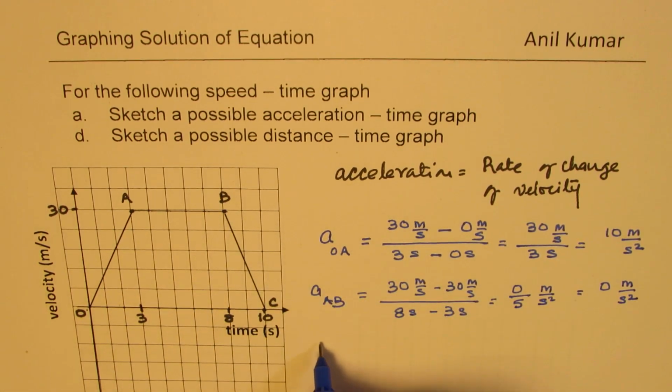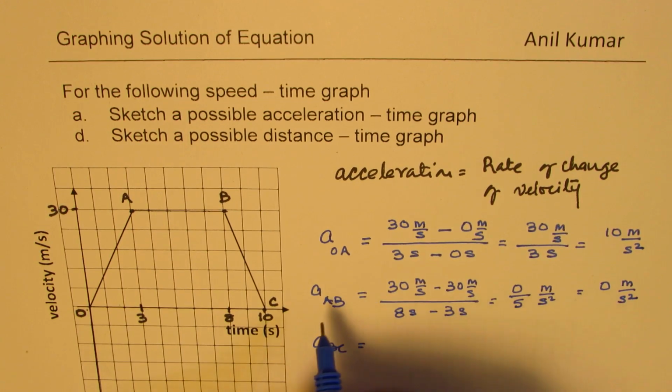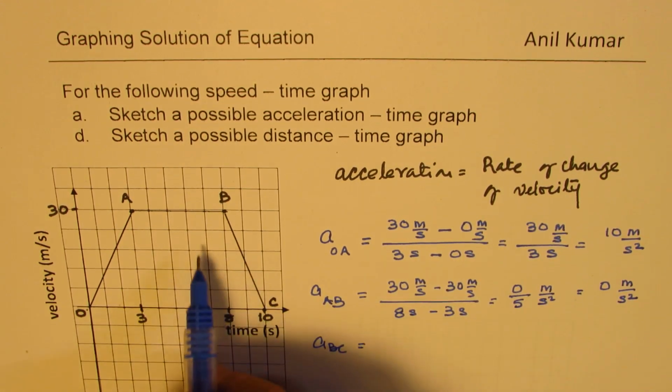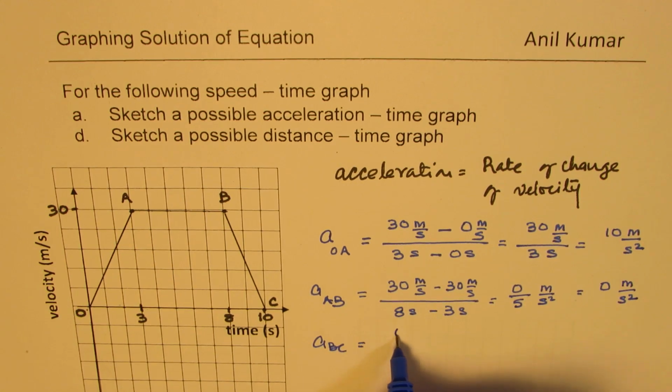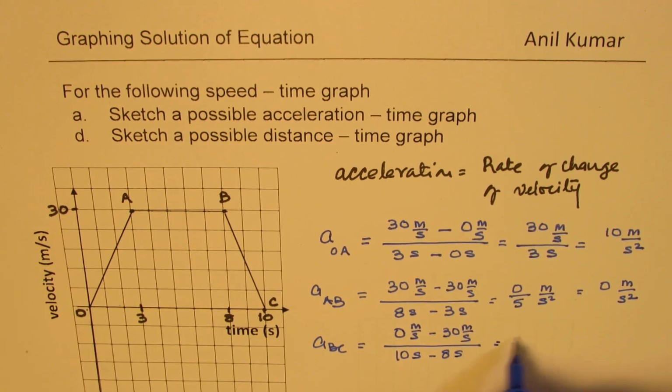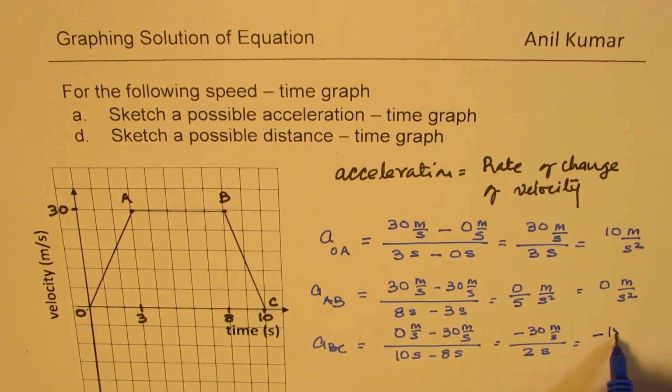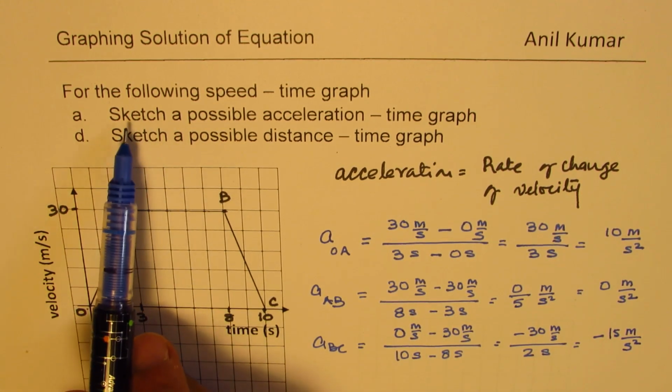In the third interval, which is from B to C, we observe that the velocity changes from 30 meters per second to 0, so we'll get 0 meters per second minus 30 meters per second divided by 10 minus 8 seconds, correct? So we get minus 30 meters per second divided by 2 seconds. That gives us minus 15 meters per second squared. So these are the values in the given intervals which we now need to plot.